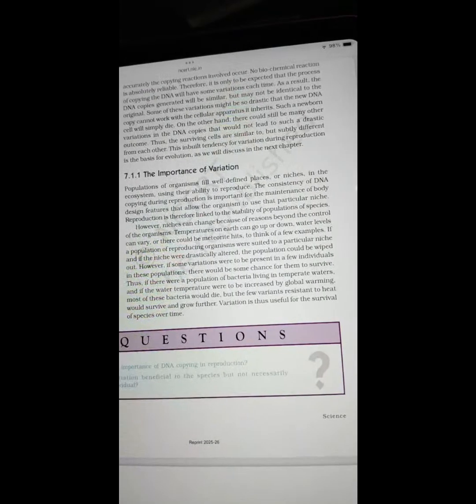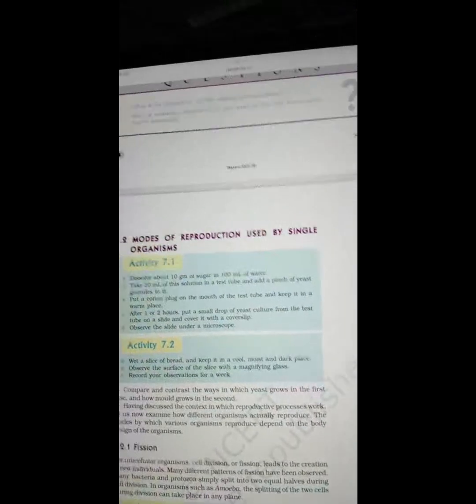In-text question 1: What is the importance of DNA copying in reproduction? Question number 2: Why is variation beneficial to the species but not necessarily for the individual?